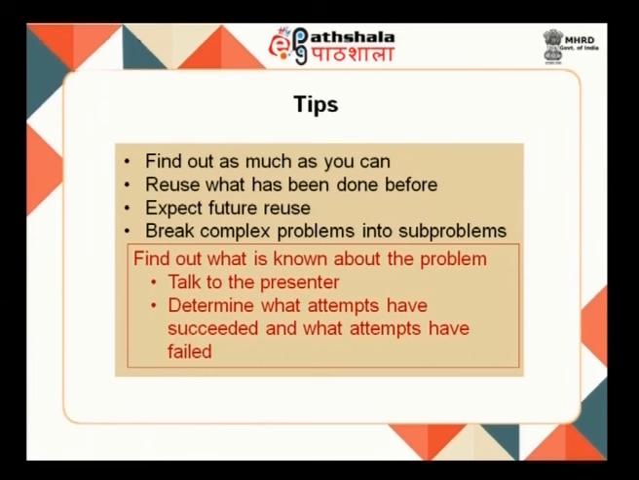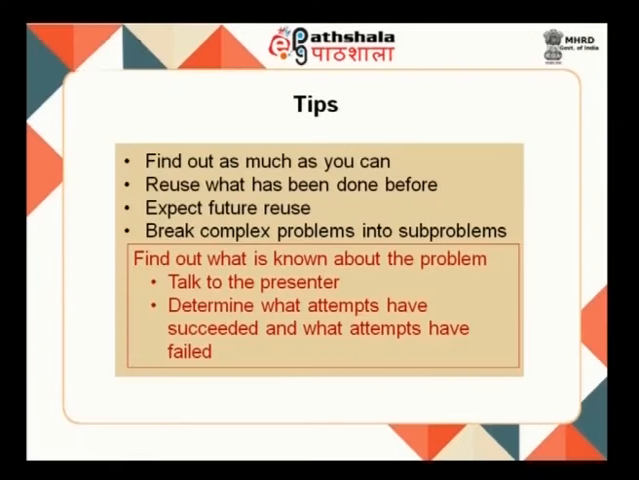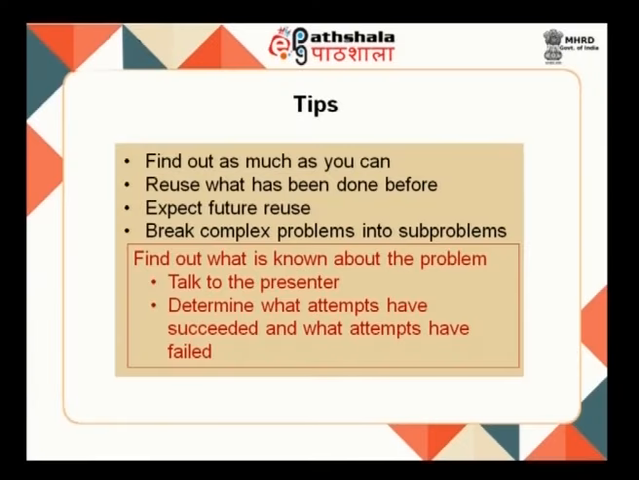Find out as much as you can from whoever wants the program, and reuse what has been done before. This is the basic concept that has now come up in computer science: reusing. Computer scientists follow the maxim that you should not reinvent the wheel. You have to design your program such that it can be reused later. Another concept is the breaking up of complex programs into sub problems. So, how do we go about this? You find out what is known about the problem, talk to the person who wants the program, and determine what has been done before, what has succeeded and what has failed. After that, you go about your programming.